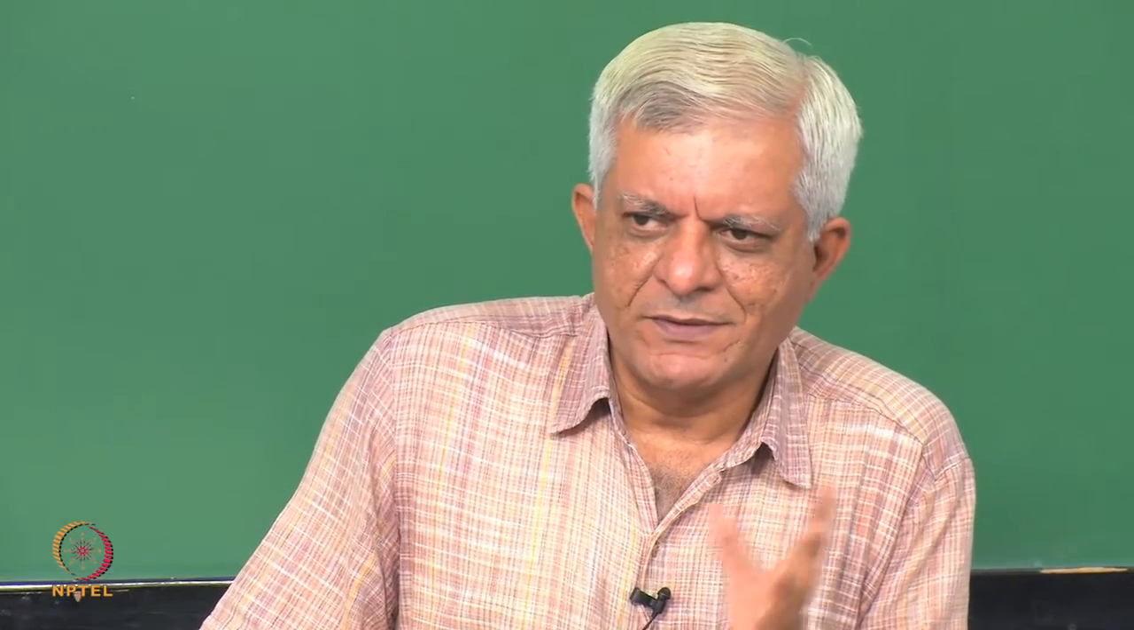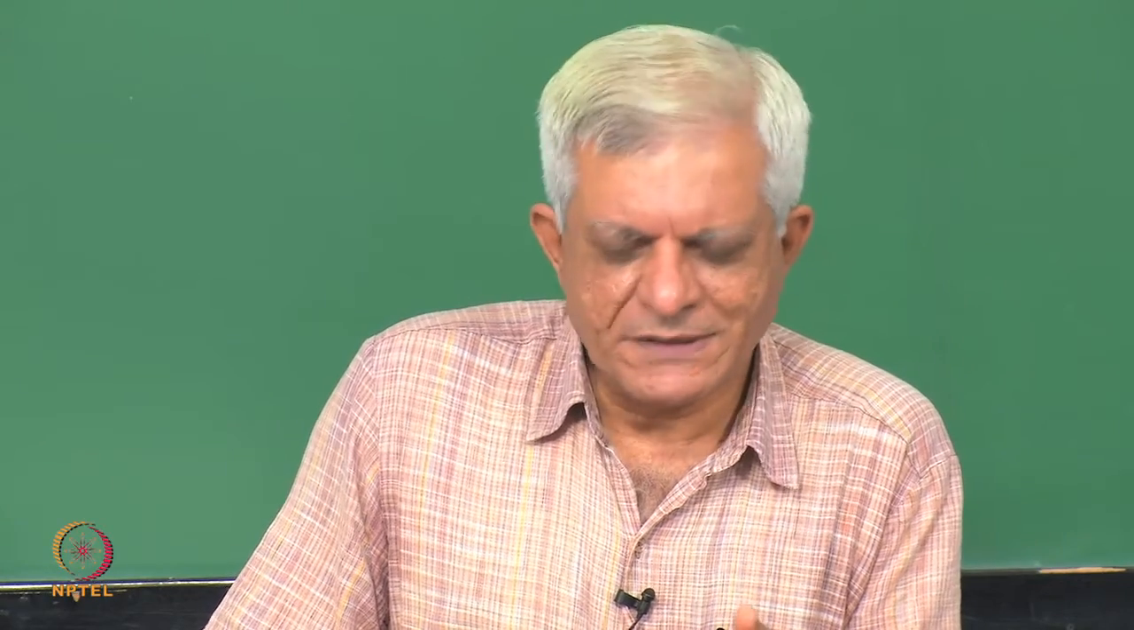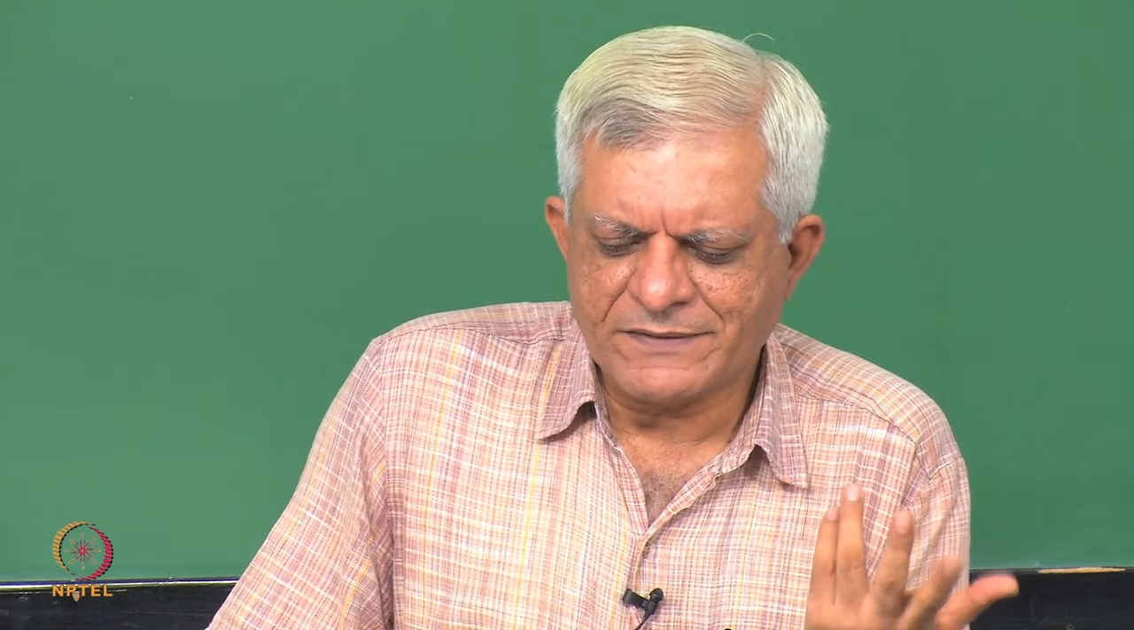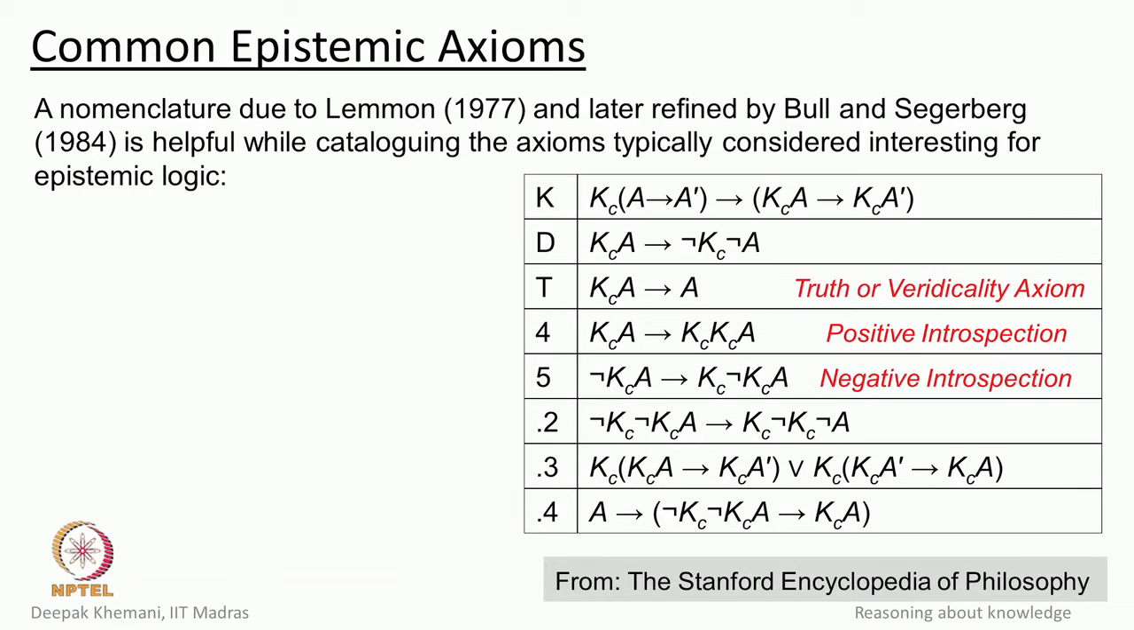So, that is the difference between these 2 operators, and that is characterized by one of these axioms of epistemic logic, which is called axiom T, also called the truth axiom, which says that if an agent A knows something, that thing must be true essentially. This is one of the axioms of the epistemic language, and like many logics, people have tried different kinds of epistemic languages with different kinds of sets of axioms. So, I have just listed here some axioms.